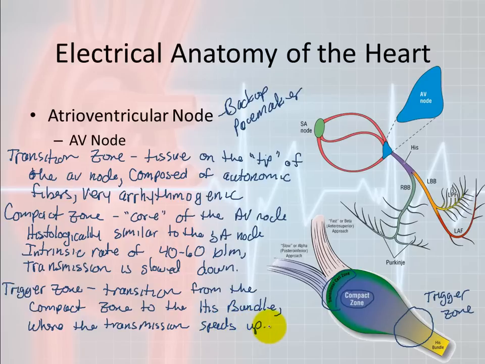So it's slowed down through the compact zone to allow for that atrial contraction, but then once it hits the trigger zone, it speeds up again. So let's come over here to the picture. The signal comes down here. Let's say it comes down the fast track. It goes through the transition zone, and as it hits the compact zone, the signal is very much slowed down, and it takes a lot longer for the signal to get through here. Once it gets here to the trigger zone, then it speeds up again and speeds through the His bundle down into the bundle branches.